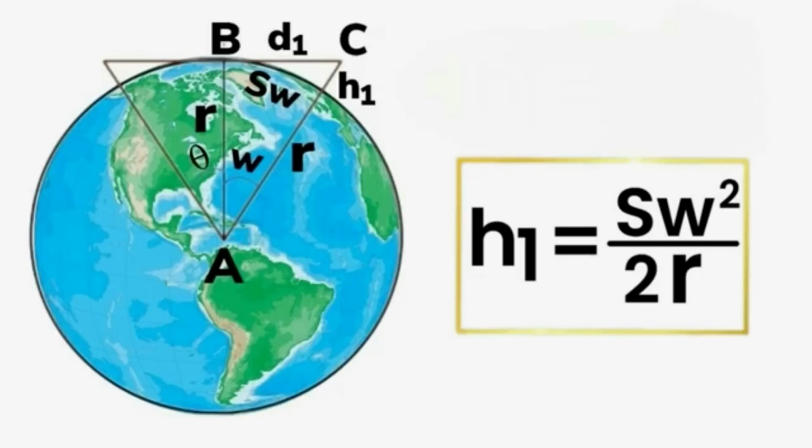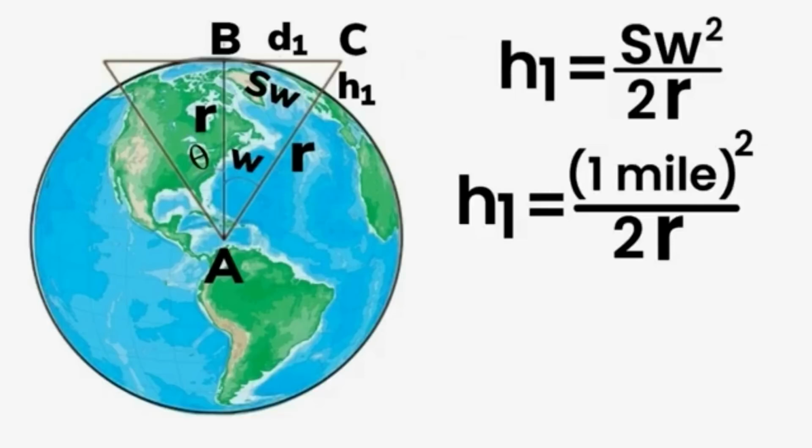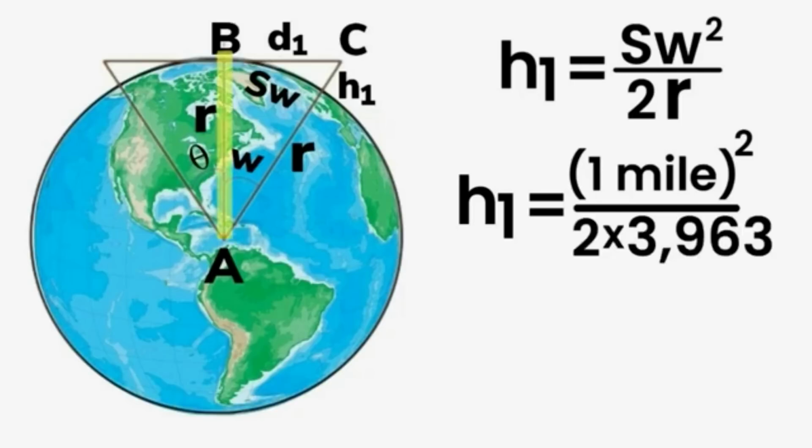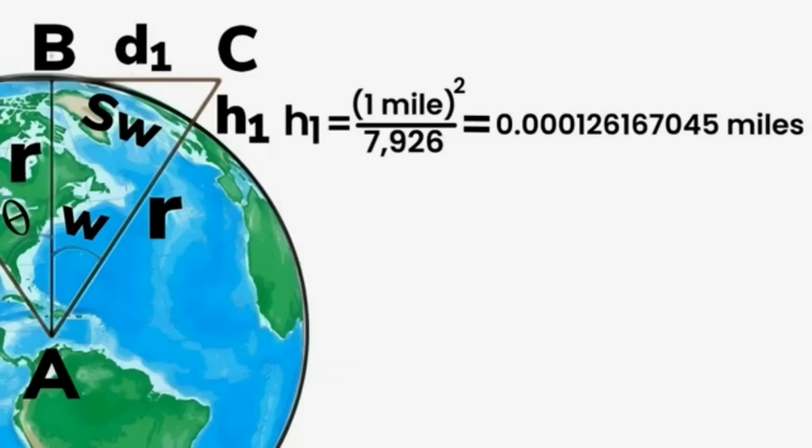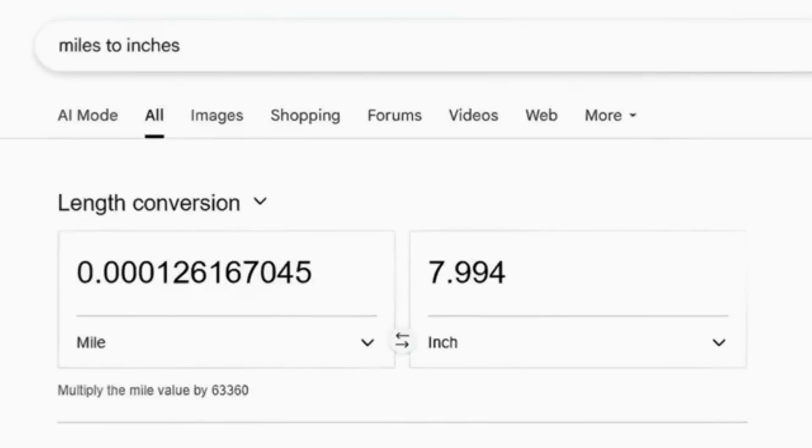Now that we have the equation properly formulated, let's go ahead and solve for a distance of 1 mile. h1 equals 1 mile squared divided by 2 times the radius, known as the diameter. We found out the radius is 3,963 miles, so the diameter will be 7,926. Let's solve. h1 equals 1 mile squared divided by 7,926, which then equals 0.000126167045 miles. That amount of miles equals 7.994 inches.